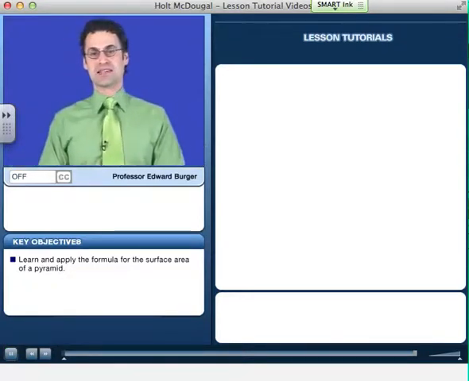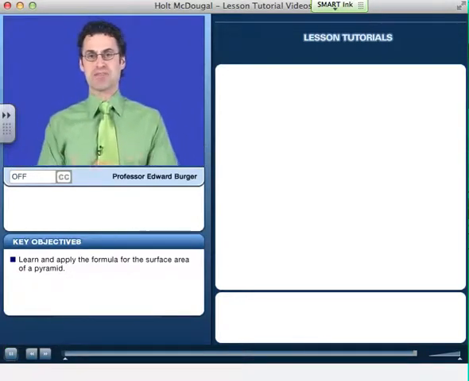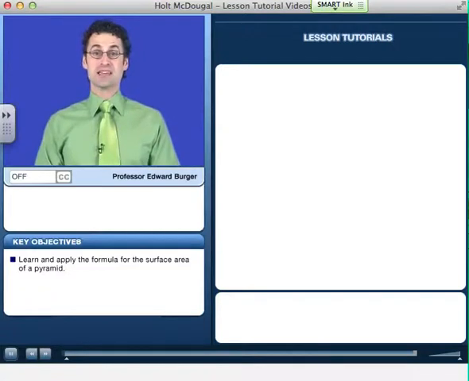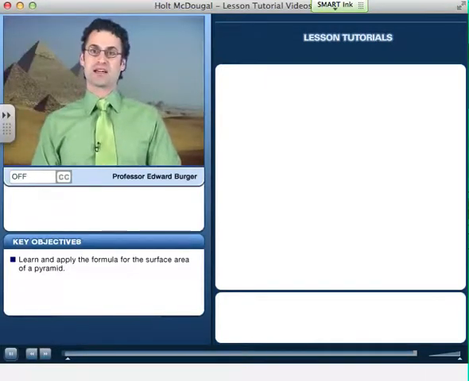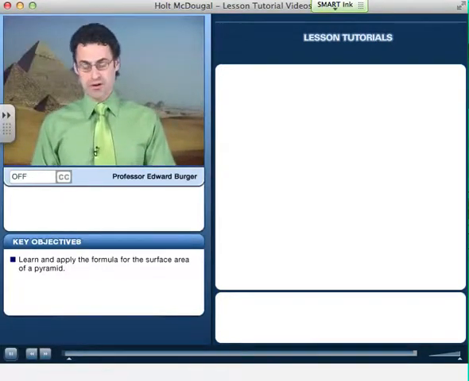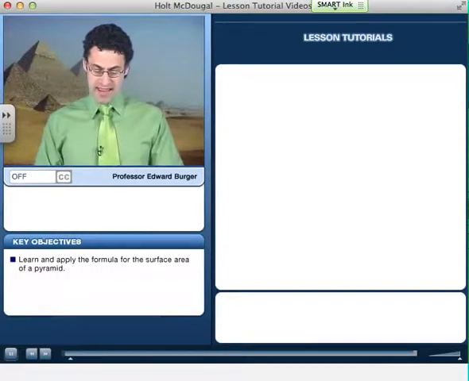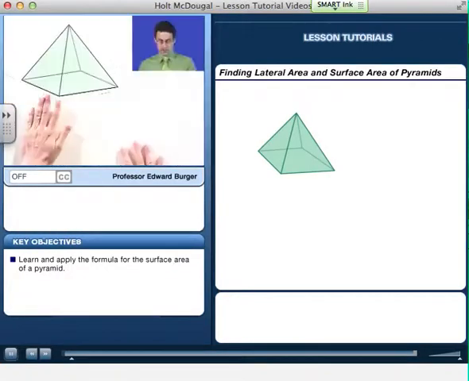One of the real classic geometrical shapes that we see out there as a solid is the pyramid. So I thought it'd be fun to take a look at it. The Egyptians thought about this over hundreds and thousands of years, and in fact we think about these things today. So here's an example of a pyramid.